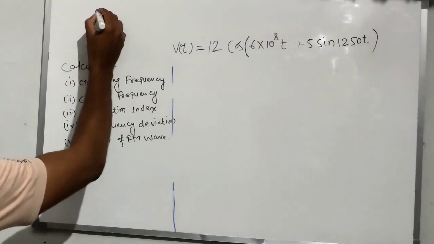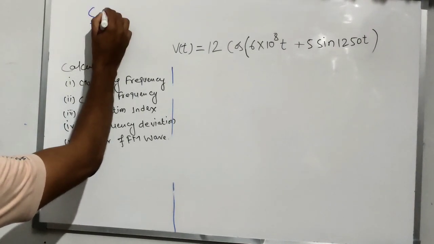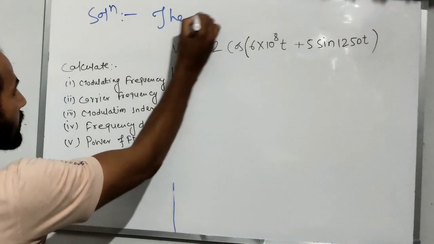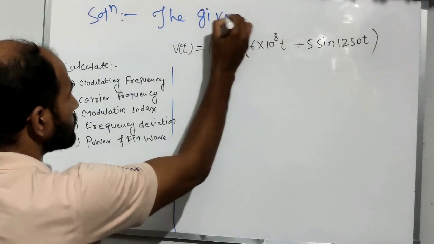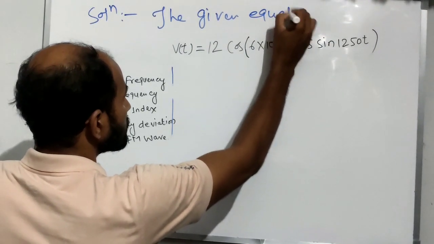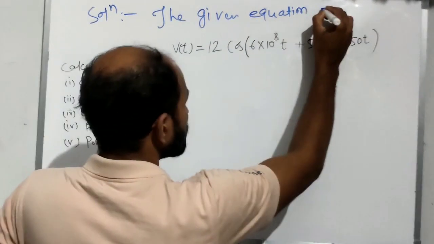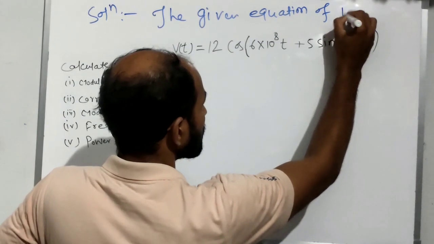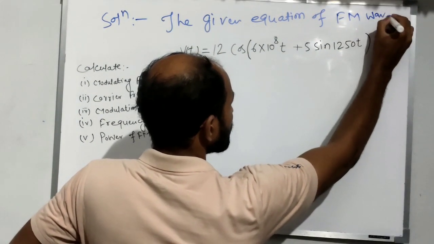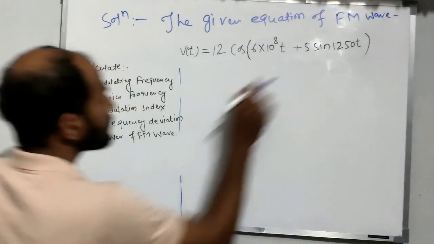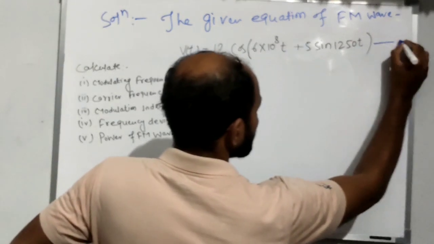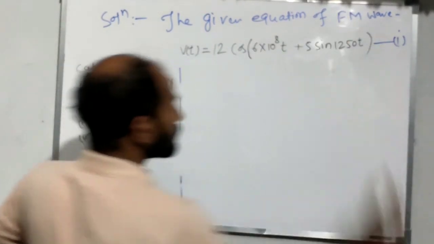Okay, now we solve this problem. Solution: the given equation of FM wave is this. This is the given equation. This is equation number one.